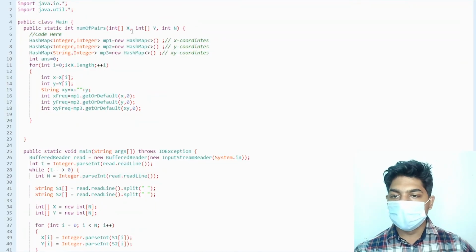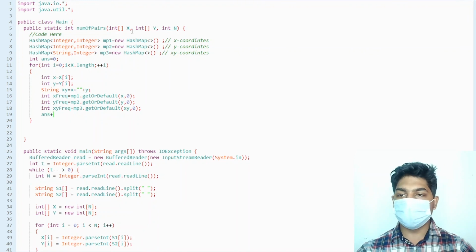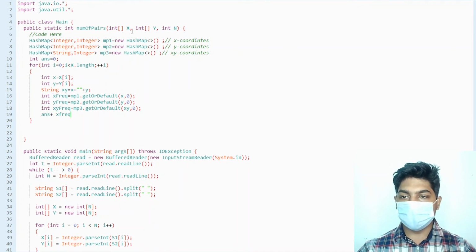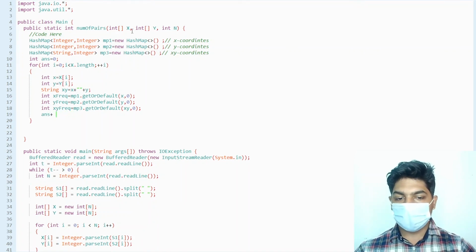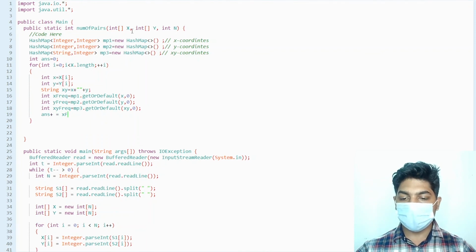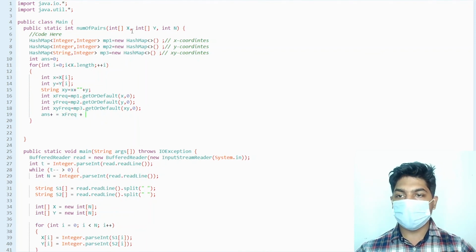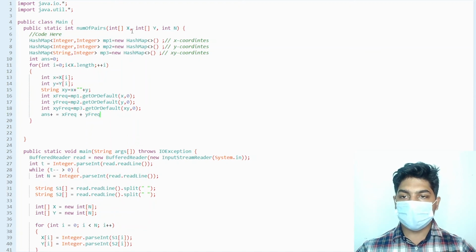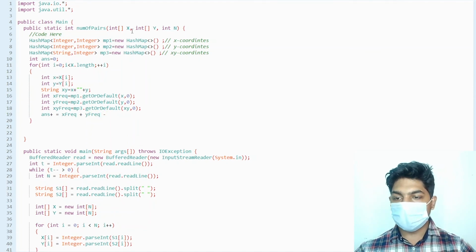So let's move on. What we will do in our answer: answer plus equals whatever the x frequency we got, plus whatever the y frequency we got, minus twice into xy frequency.